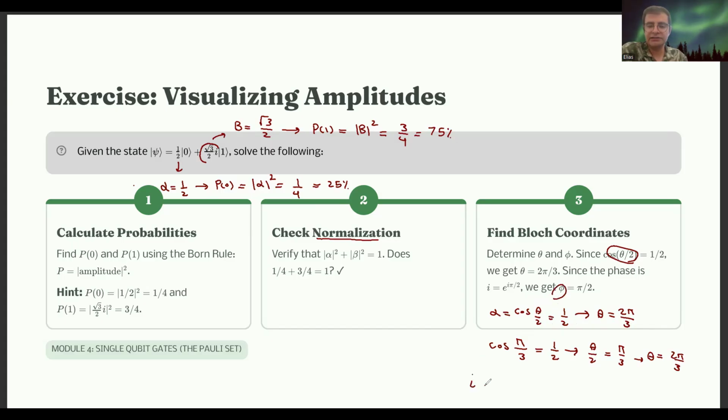Now we could do the same for phi. We know that i is equal to e to the power of i phi. I think I made a mistake here. It should not be i phi divided by 2. So it means phi is equal to pi over 2. So we can find the coordinates, we can check the normalization, and we can also check the probability of whether we are going to get 0 or 1.